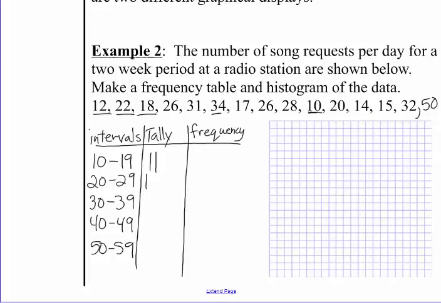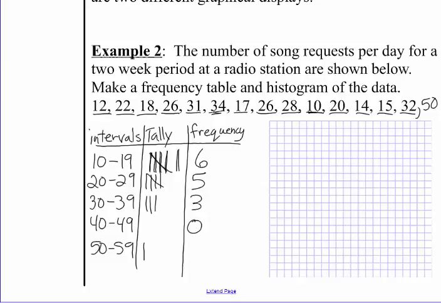So I'm just doing tally marks, just lines. 26 is in this group, 31 in this group, 34 is in that group. Now we're going to fill in our frequencies. So there are 6 values, 1, 2, 3, 4, 5, 6. 6 values in the first group, 5 values in the next, 3, 0, 1. Now we're going to use that to help us make our histogram.